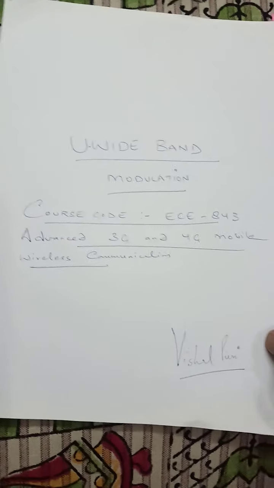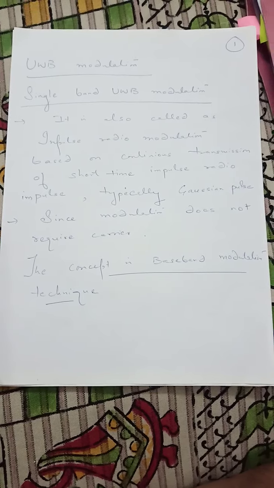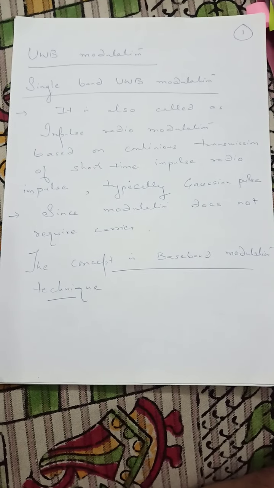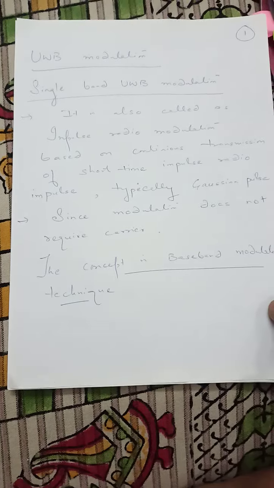Now, when we talk about the ultra wideband modulation system, it is also called impulse radio modulation. As we have already discussed in earlier lectures, we don't require any sort of carrier in case of ultra wideband systems. Therefore, it is also called a baseband modulation technique. So we can use various techniques in case of the ultra wideband modulation system.